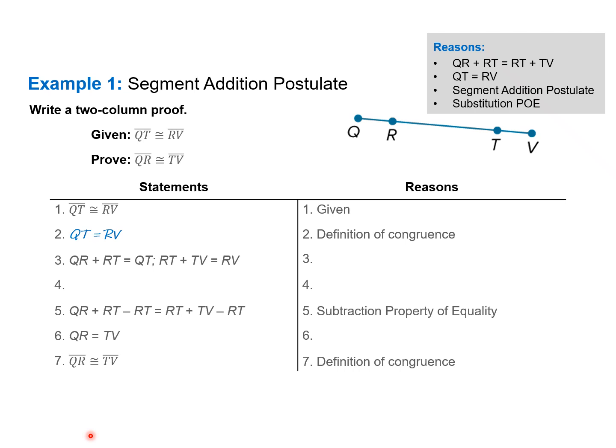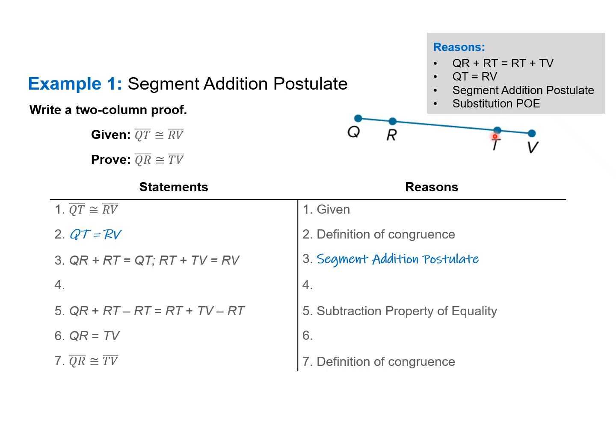So now that we know that QT is equal to RV, we can say that QR plus RT is equal to QT, right? QR plus RT is equal to QT, and RT plus TV is equal to RV. This is because of our segment addition postulate. We're adding the 2 segments. Remember earlier in the year, the 2 parts make up the whole.